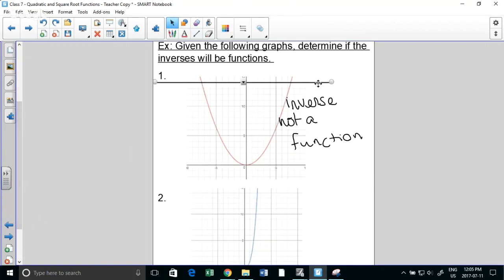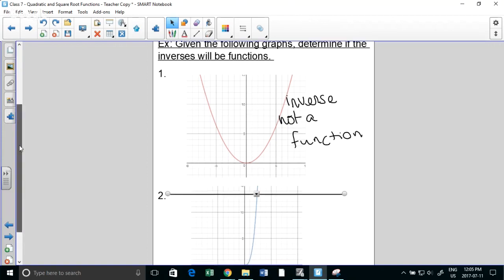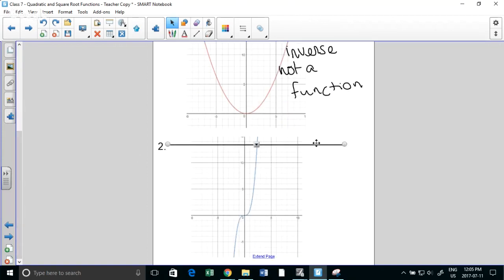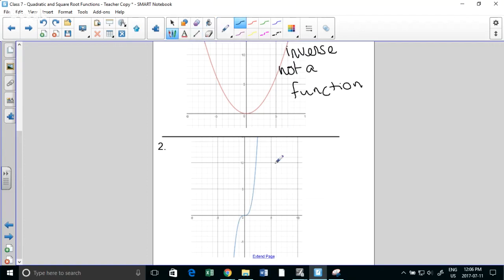We test this one. It's a little bit hard to see. But if I scan this, it kind of looks like it is there, but it's actually, if you zoom in, it's not. So I'll just let you know. We don't really have any 2 points on the same horizontal. So the inverse of this is a function.